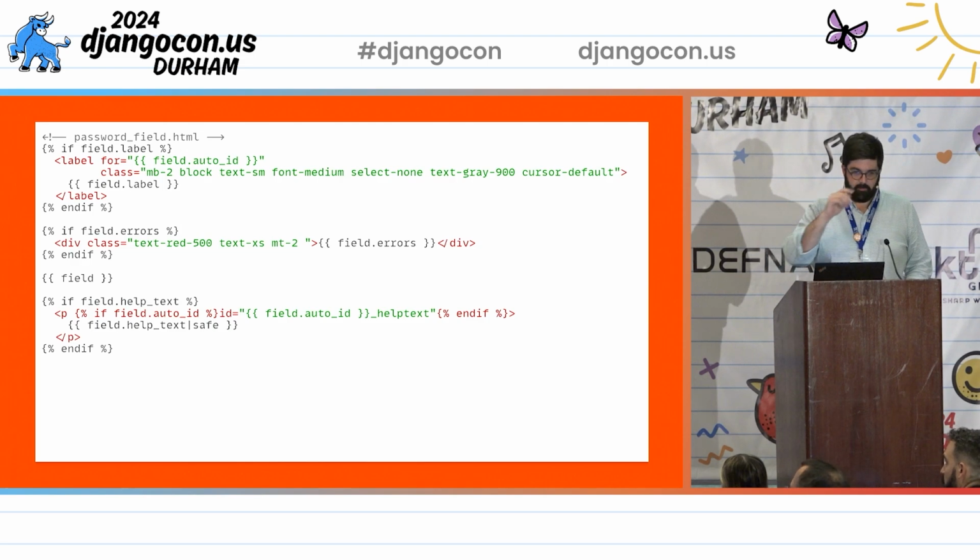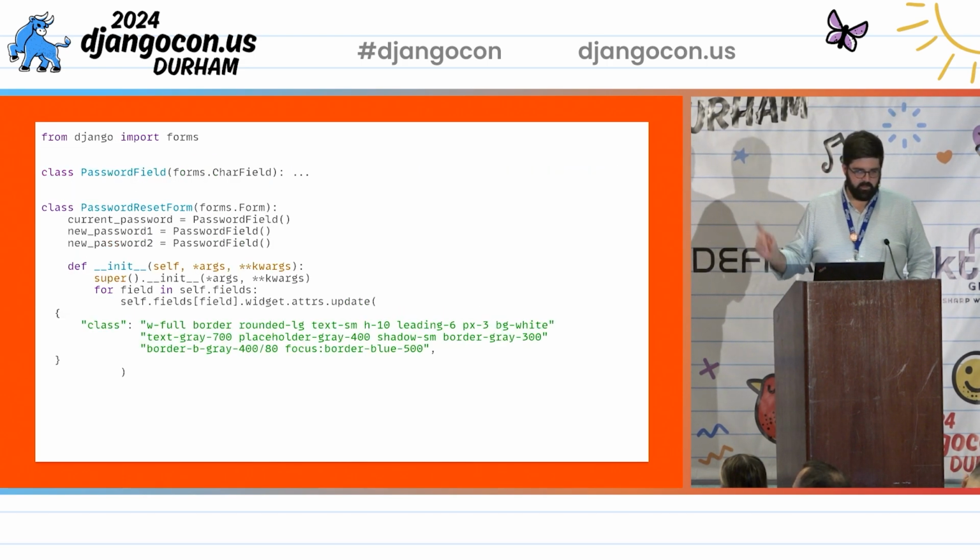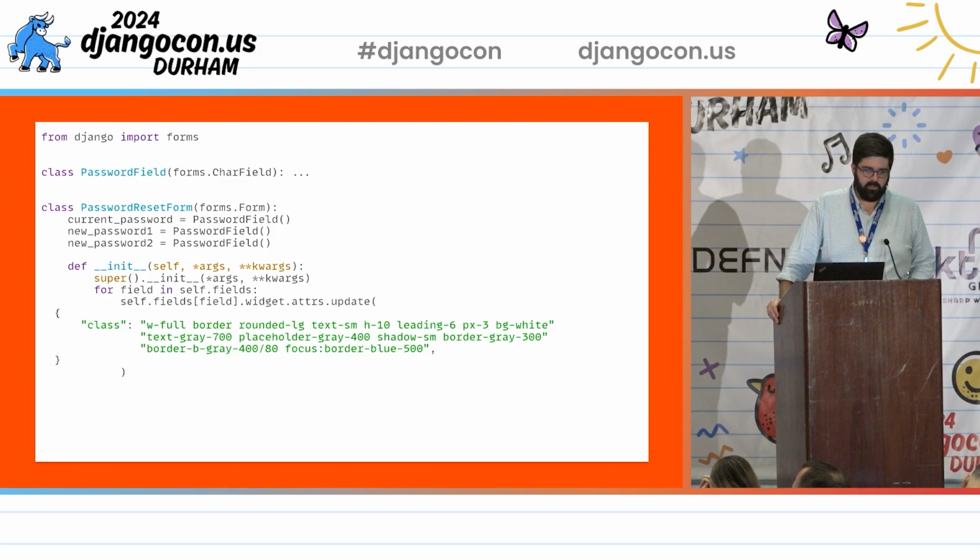And then that custom widget template kind of looks like this, a standard Django widget template. We got our field.label with some nice little Tailwind CSS. We got our field errors, we got our actual field, and the help text. Everyone knows this. So then we change our char fields to our custom password field.